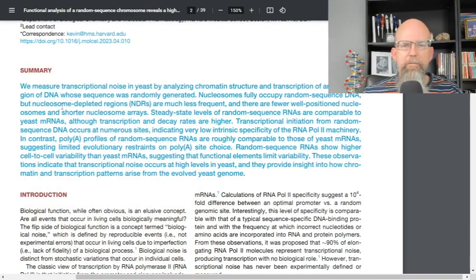So let's read the summary, and then I have one other figure to show you, and we'll talk about these results a bit more. We measured transcriptional noise in yeast by analyzing chromosome structure and transcription of an 18,000 base pair region of DNA whose sequence was randomly generated. Now here's the first finding. Nucleosomes fully occupy random sequence DNA, although nucleosome-depleted regions are far less frequent, and there are fewer well-positioned nucleosomes and shorter nucleosome arrays.